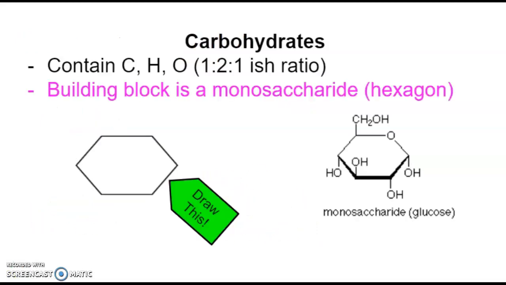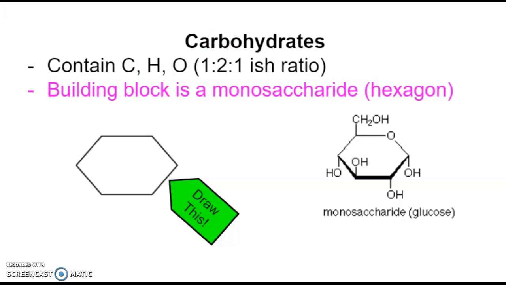So let's talk about what these carbohydrates are made out of. They're built out of hexagons. Hexagons are called monosaccharides. An example of a monosaccharide is glucose. Glucose is just one hexagon. Mono means one. Saccharide means sugar. So this just means one sugar, one hexagon. So we can have a carbohydrate that's one hexagon, but we can also have carbohydrates that are connected together made of lots of hexagons.